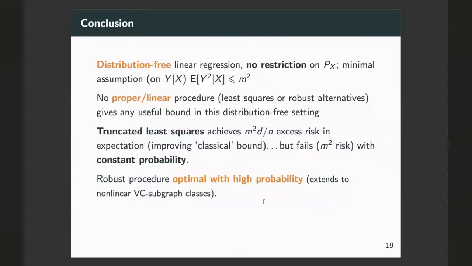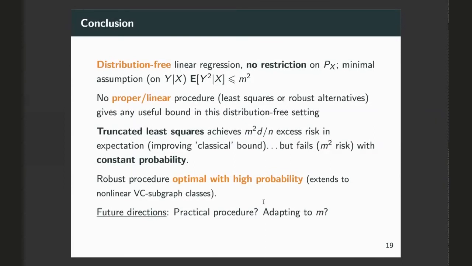And we have introduced a robust procedure which works in the distribution-free setting and which gives the optimal high probability bound up to a log n. Also, I should mention that this construction, unlike the rest of the work, is not specific to the linear class. It actually extends to either finite classes or to VC classes, so basically finite dimensional classes.